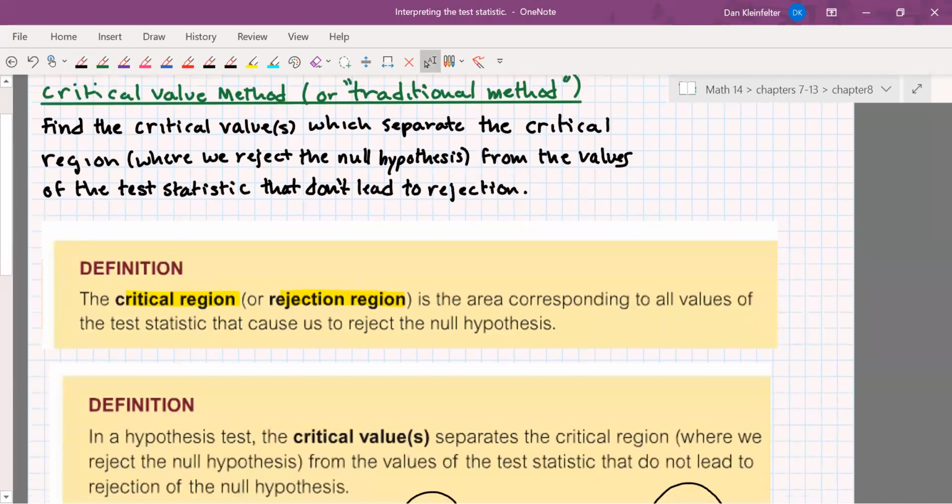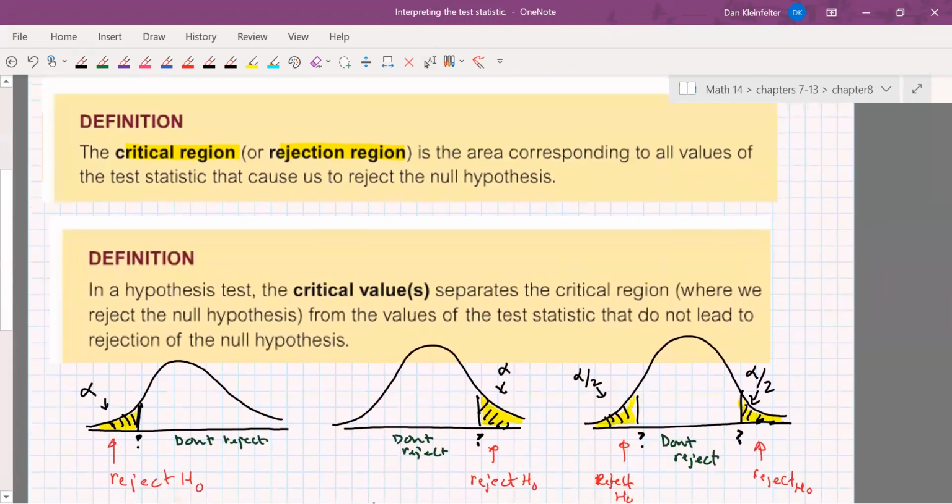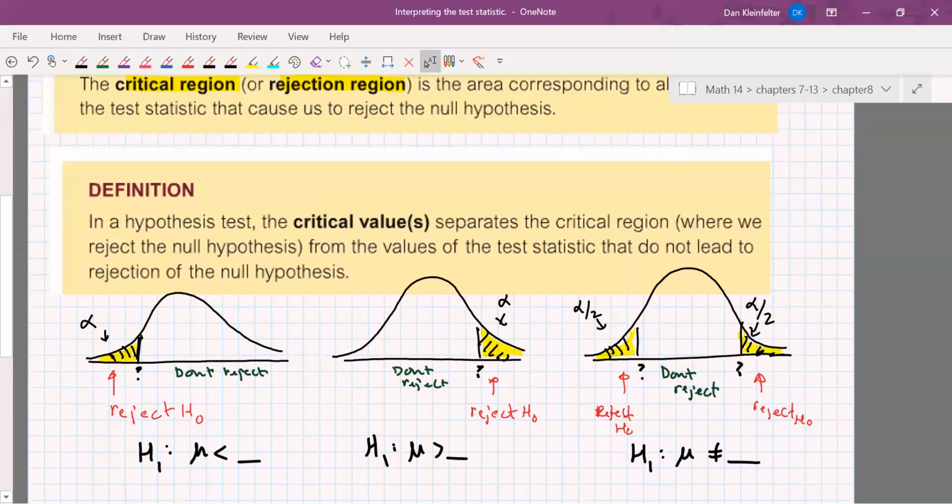In this case, you begin with the alpha, and you put that into your picture. So you draw a picture of the distribution: normal distribution, t distribution, or chi-squared. And then depending on the type of hypothesis you have, is it left, right, or two-tailed, you would draw your alpha in either the left, the right, or split it into two parts and put each half into the two tails.